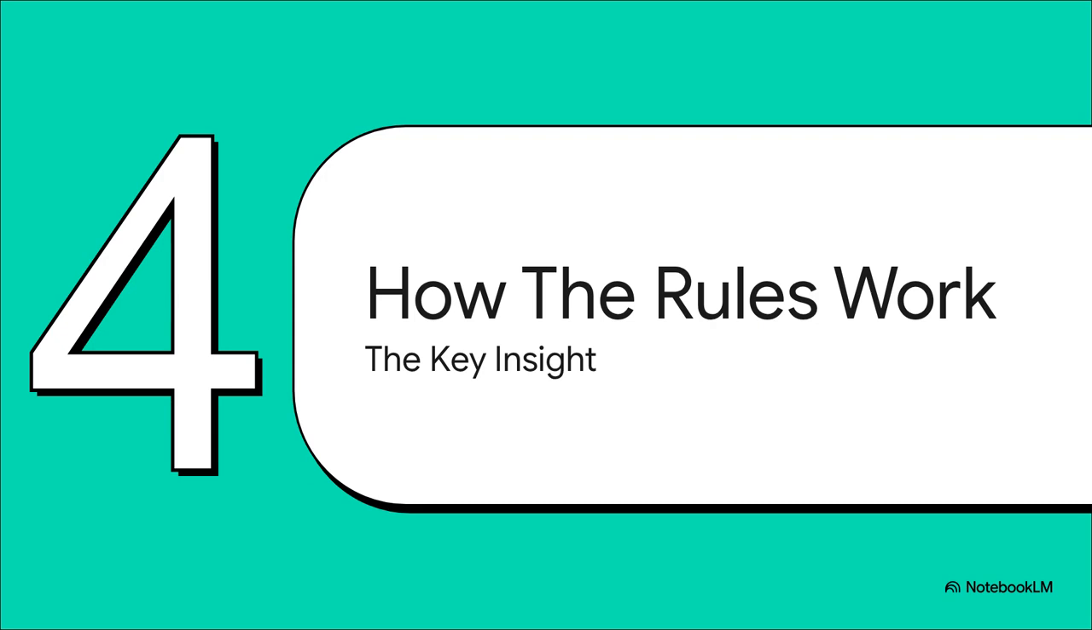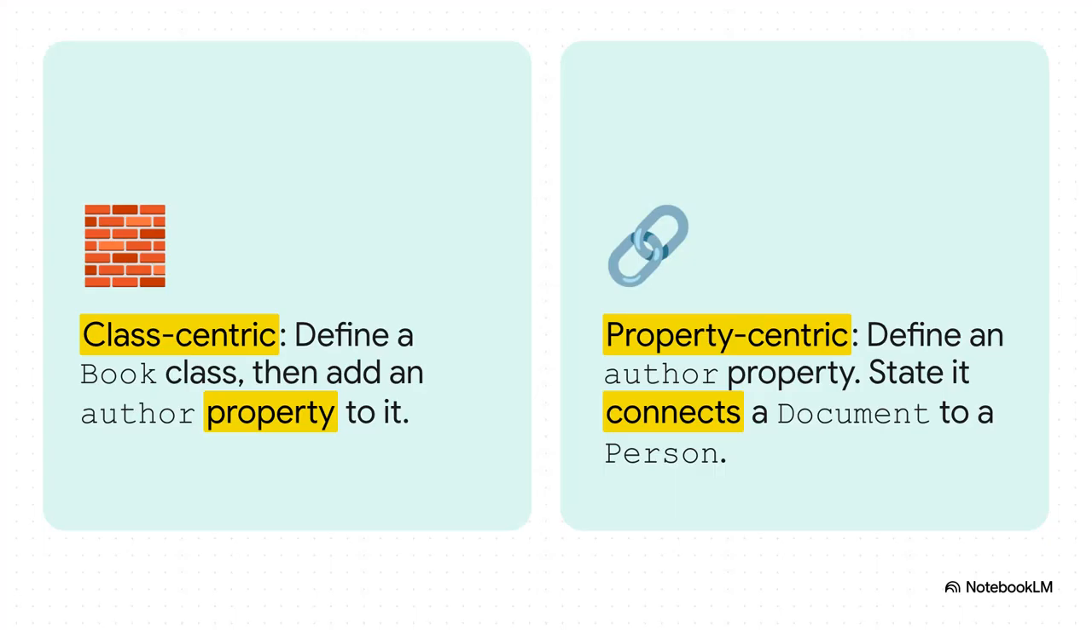So we've got classes and we've got properties. But the way RDFS combines them is, well, it's a little counterintuitive. And honestly, that's the key to the whole system. This is the big aha moment. Okay, here it is, the crucial difference. In most programming, you'd probably start with a class, right?